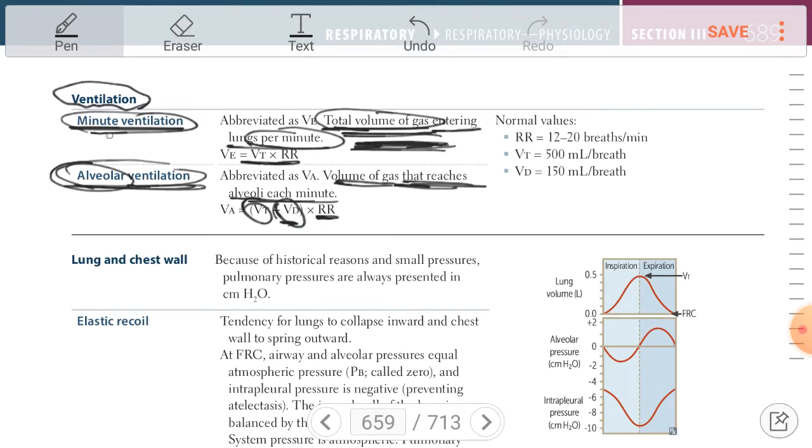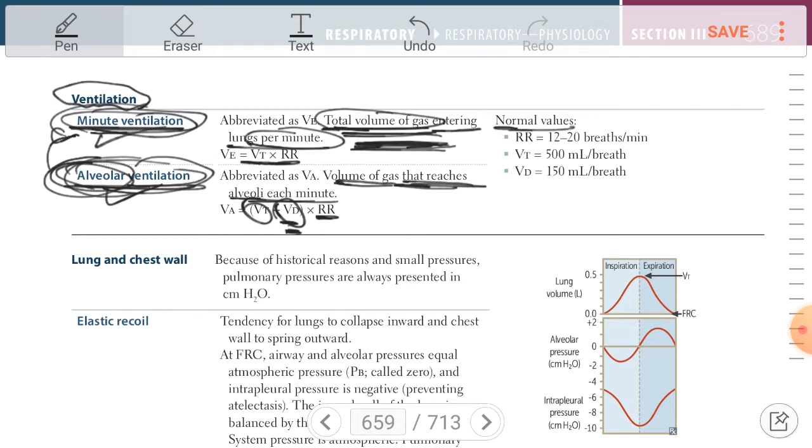So what is the difference between the minute ventilation and alveolar ventilation? Minute ventilation is the total volume. Alveolar ventilation is the volume from this total volume that reached the alveoli. So you must exclude the physiologic dead space, which equals the anatomic dead space plus the alveolar dead space.